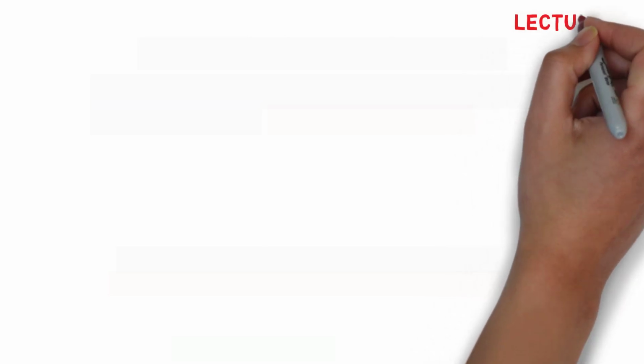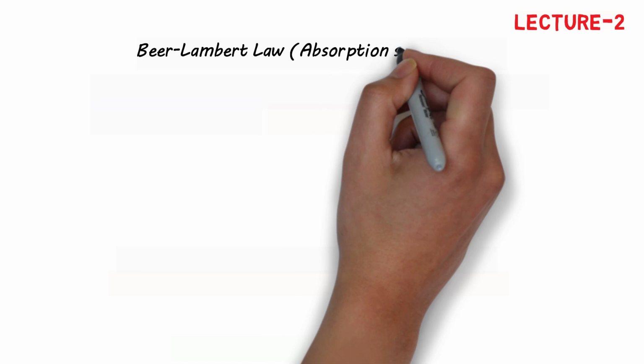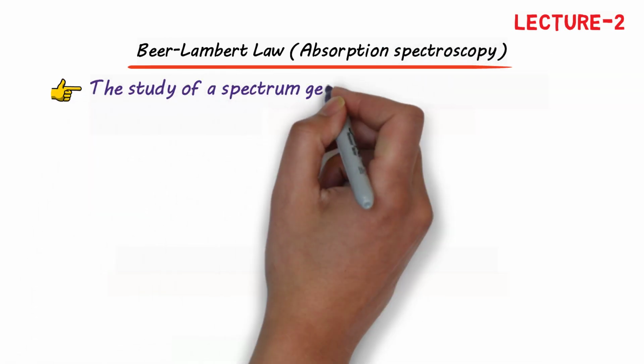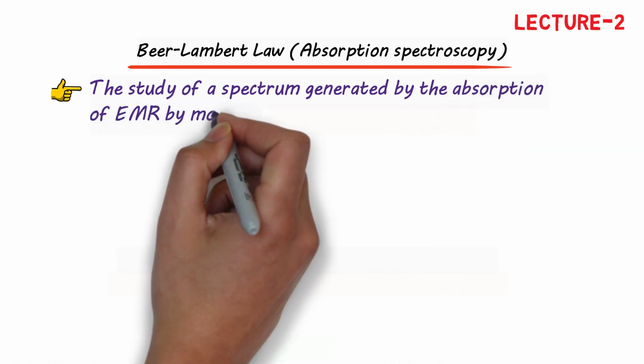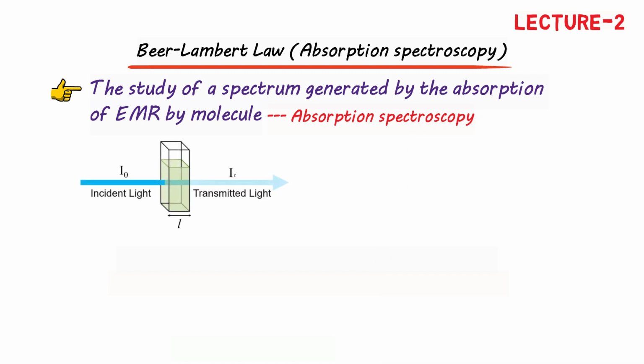Hello dear students, in this lecture we will talk about the Beer-Lambert law, that is, absorption spectroscopy. As we know, the study of a spectrum generated by the absorption of electromagnetic radiation by a molecule, we call that absorption spectroscopy. Now we have a sample solution of length L, and if I naught is the intensity of incident light and IT is the transmitted light.